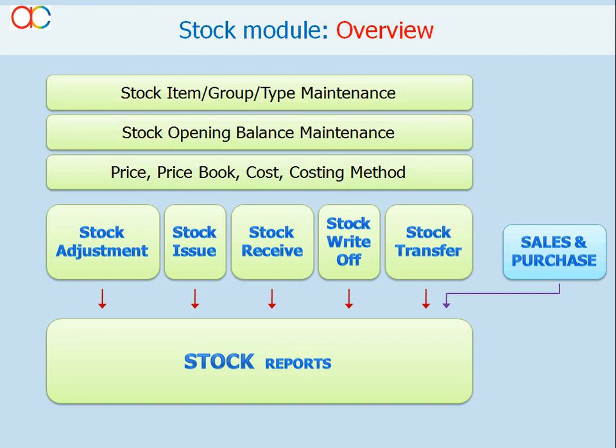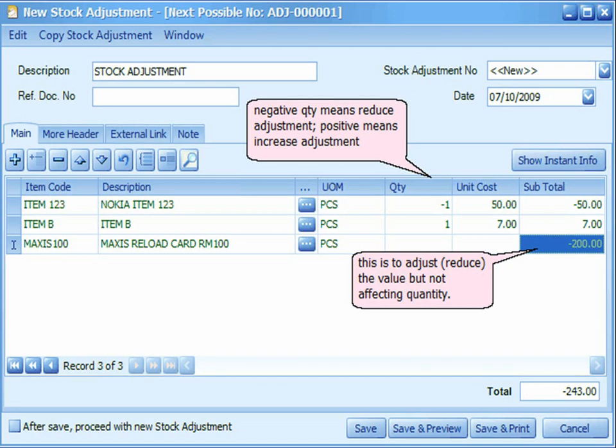Basically, purchase module transaction will increase the stock level, sales module transaction decreases stock quantity, and stock module transaction is mainly to record changes in quantity and value of stock items that were not caused by sales or purchase transaction, such as stock adjustment, increase or decrease, stock issue, stock received, stock write-off, stock update cost, and stock transfer from one location to another.